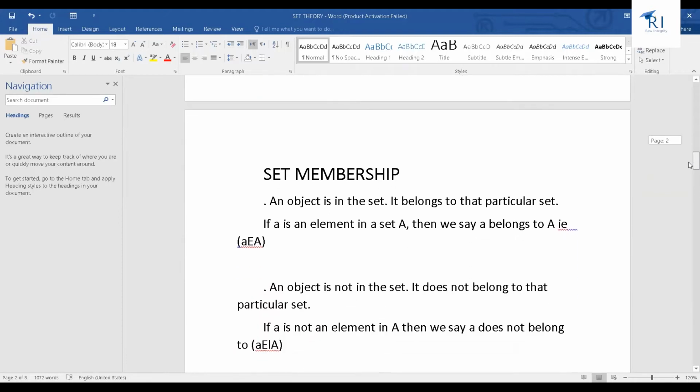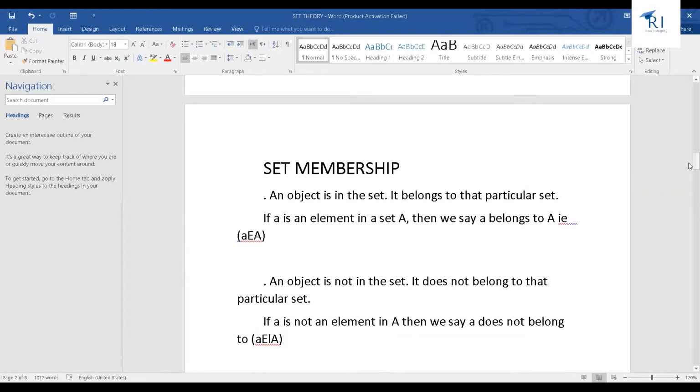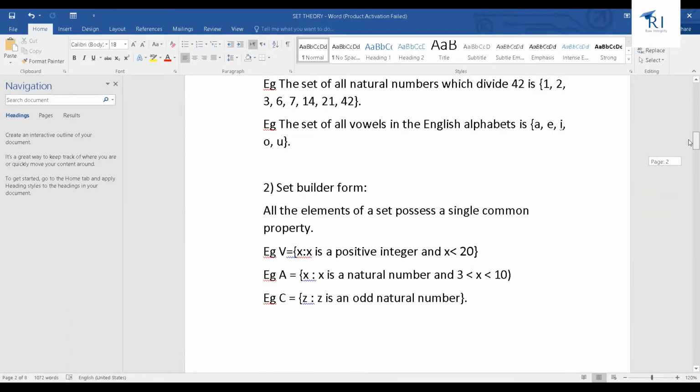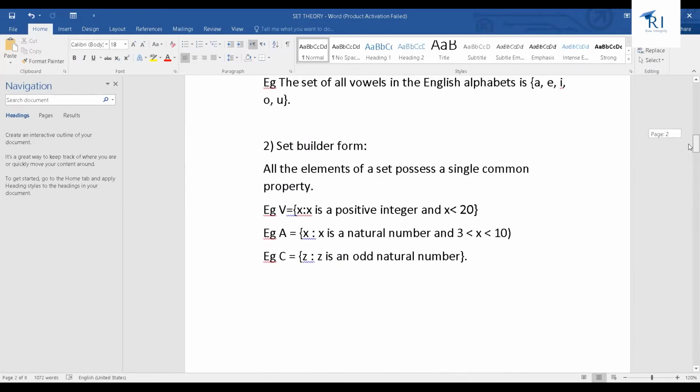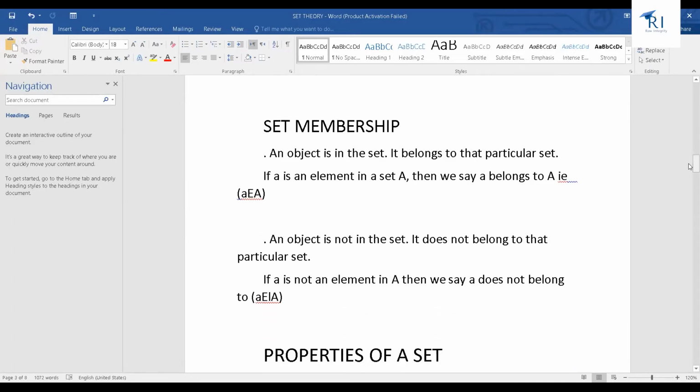Next is set membership. There is nothing really much about it. We need to know which element is present in that set. If an object is in the set, it belongs to that particular set. As we know, in example A = {1, 2, 3}, 1 belongs to set A, right? So we say that 1 is an element of A. How do we write that? Here we have capital A and small a. Small a is an element of the set capital A. So we write: small a is an element of capital A.